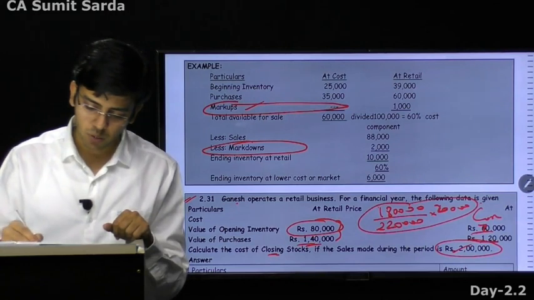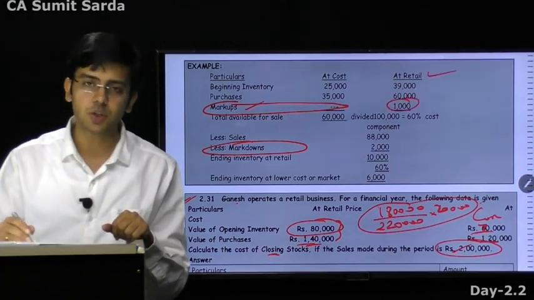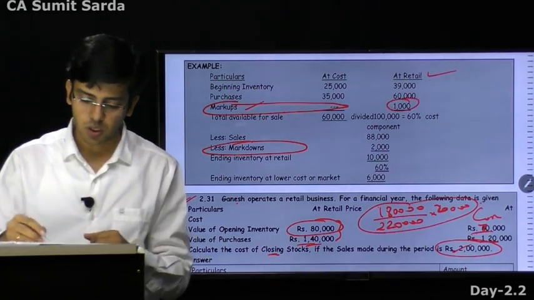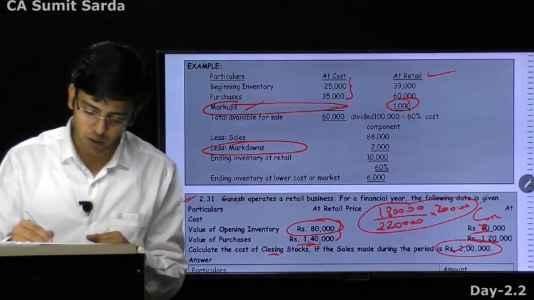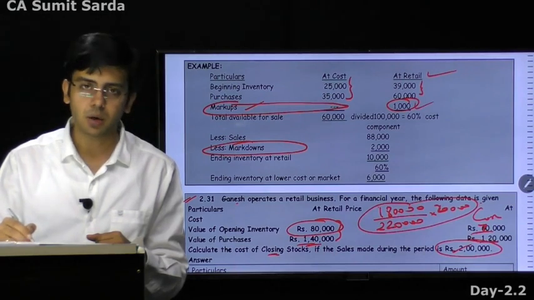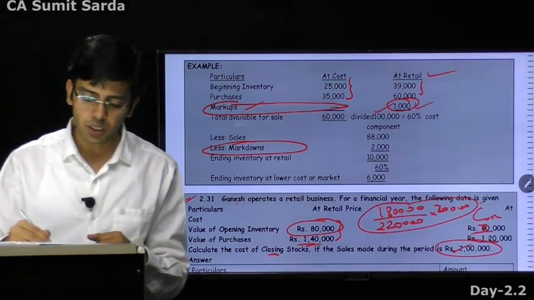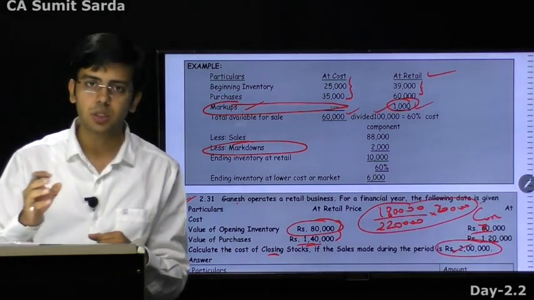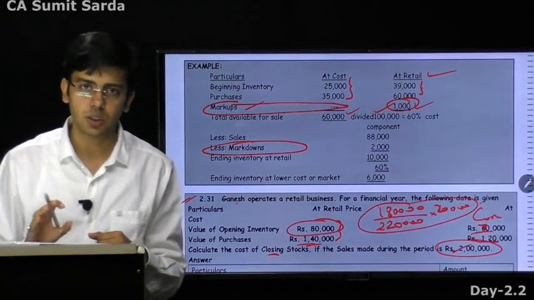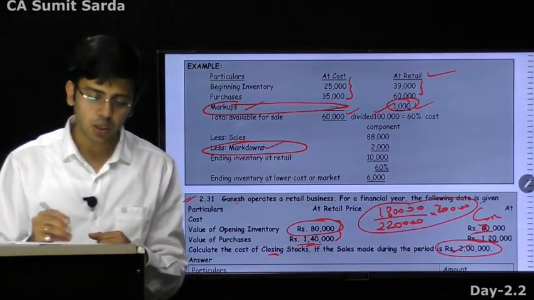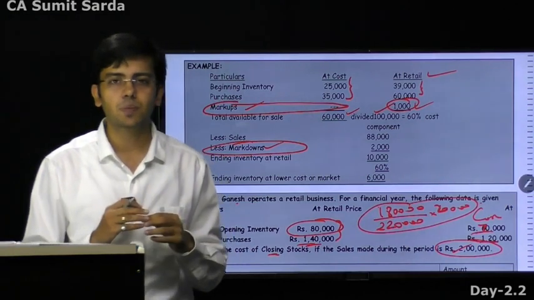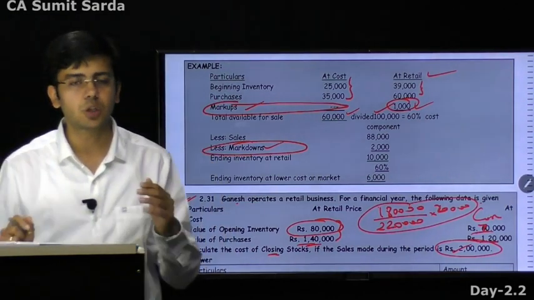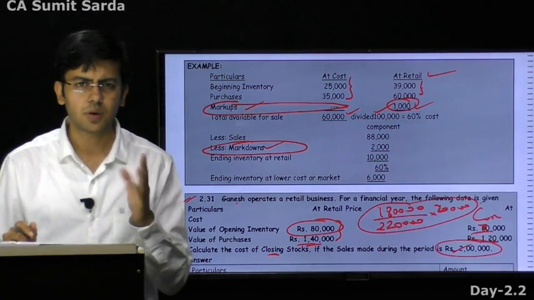Markup is always included in the retail price to determine the percentage of cost. So if my total cost of inventory is 60,000 and a retail price is 99,000, I'll add the markup 1,000. So 1 lakh rupees, out of which 60,000 is the cost, that means 60% is the cost. Markdowns are basically the goods that have been perished or the retailer has faced a loss because they have expired.